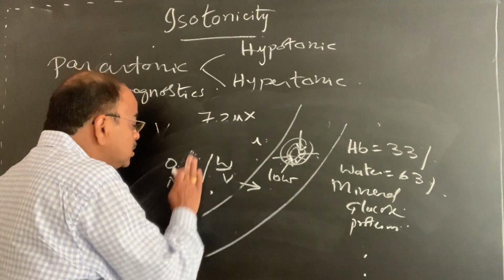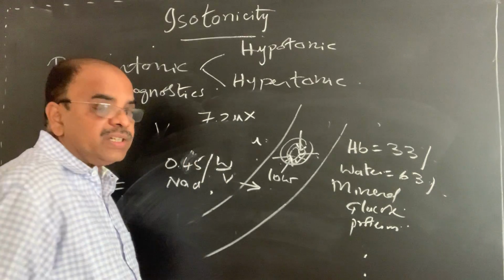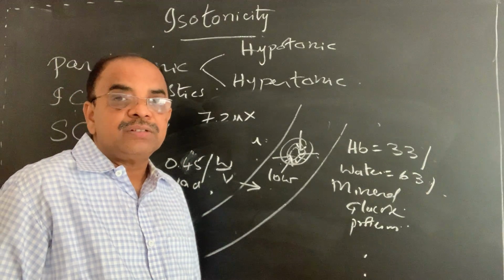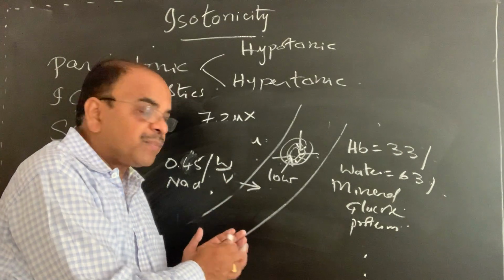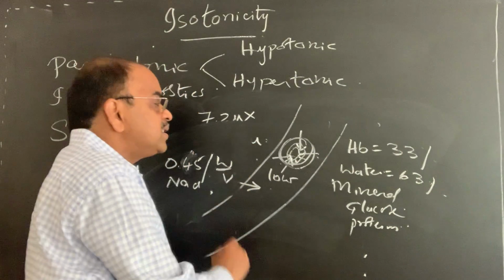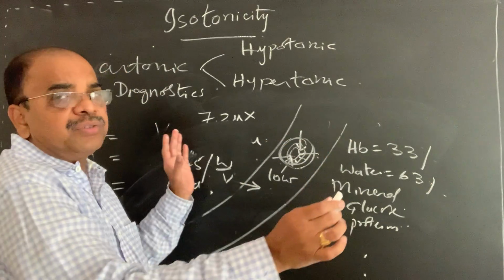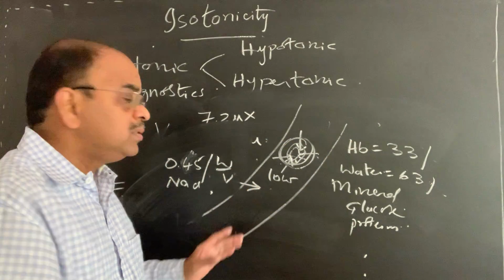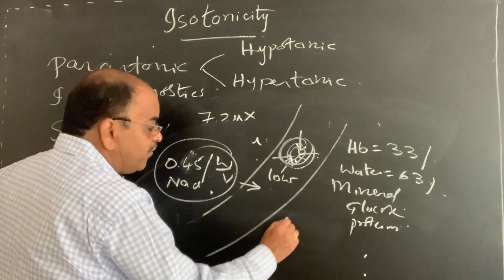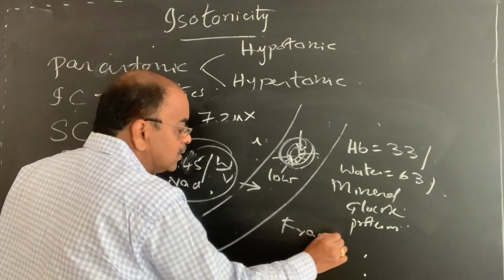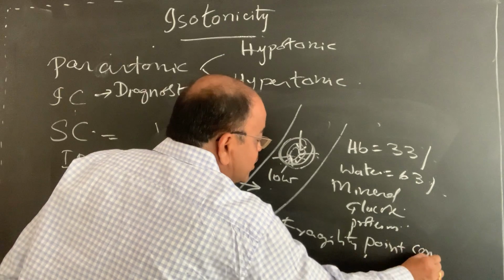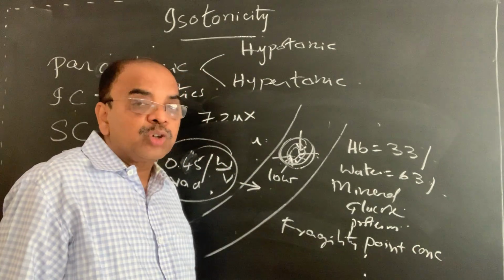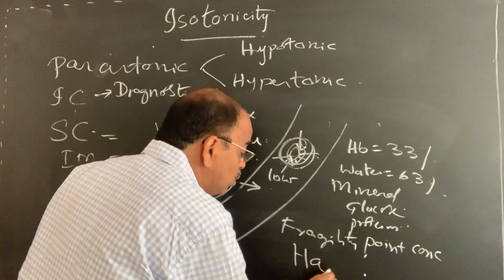Okay, let us give 0.45%. What will happen? We'll see now. When you give 0.45% sodium chloride solution, RBC size further increases and it may break, it may burst. So, this is called the fragility point: the concentration of sodium chloride to cause hemolysis.